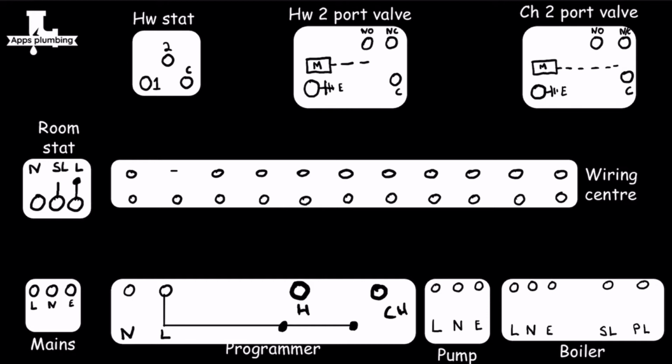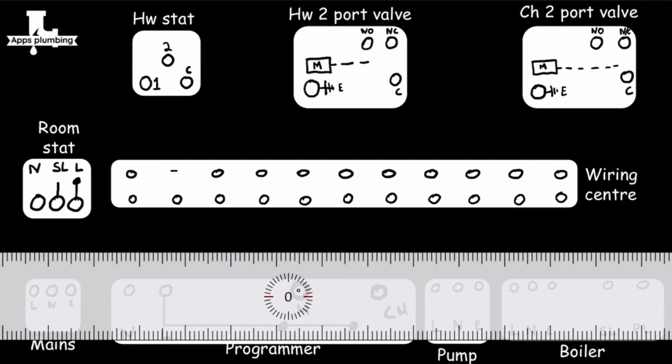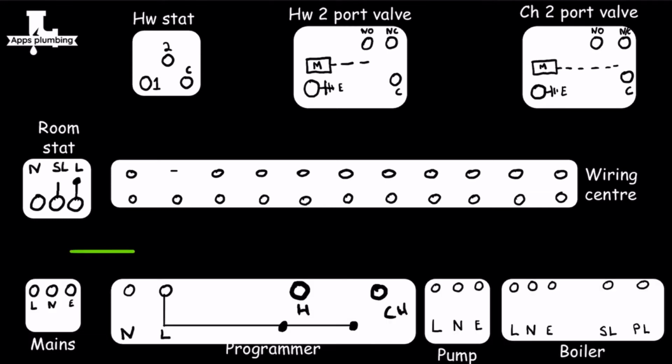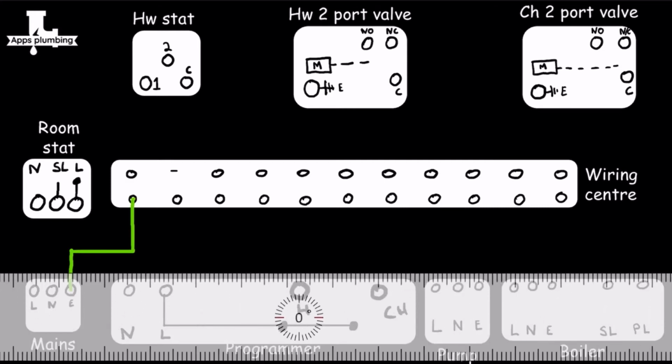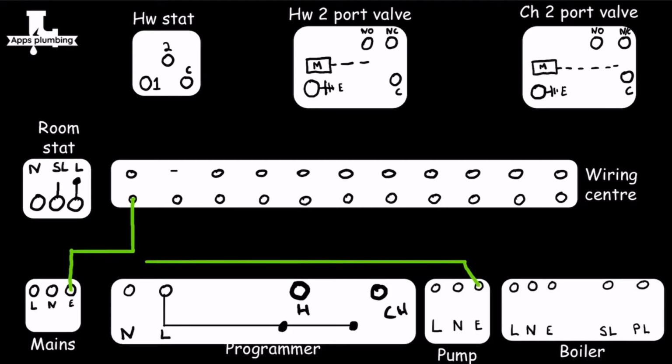We got our earth coming in from our mains, obviously. So let's link all our earths together. All right. So I'm going to put our earth. So our first one goes in like this. So I'll try to draw as best I can, as straight as I can. So our earth goes into our wiring center. Our earth from our pump also can go into our wiring center.